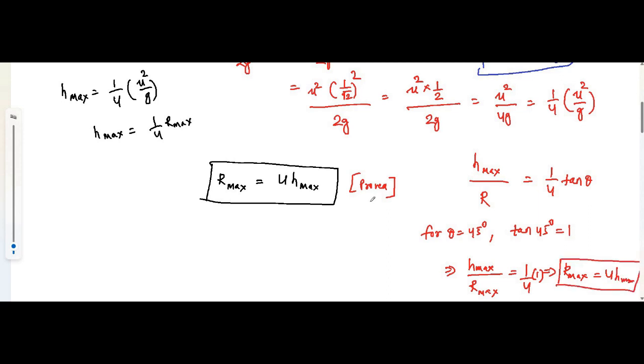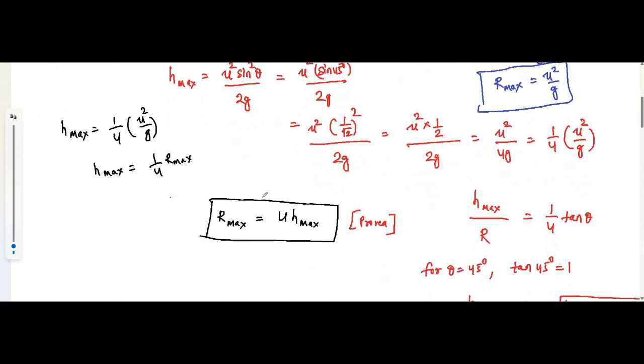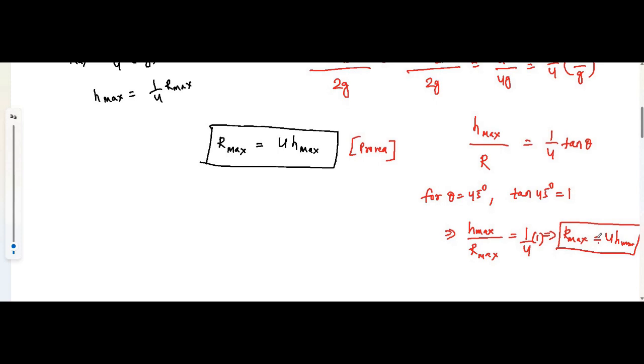So either way you will get the same result. Here it is 1 by 4 into 1, because it is 1 by 4 tan theta, and tan 45 degree is 1. So H max by R max is equal to 1 by 4. That implies R max is equal to 4 H max. Same thing, same result. Either way, they are all interrelated. They have been derived from each other. So either way, whether through this direct formula approach or through the individual formulas, you take the ratio and do whatever it is, you will get the same result. Okay.